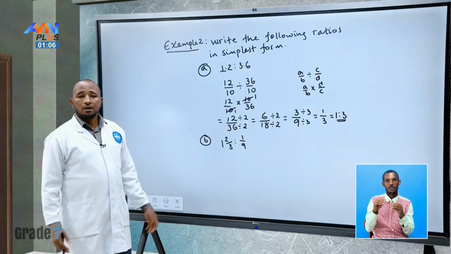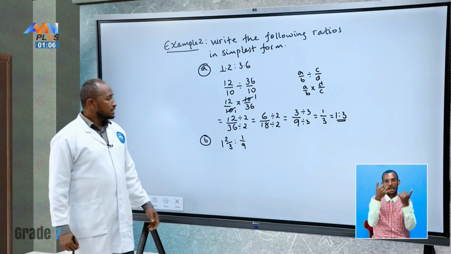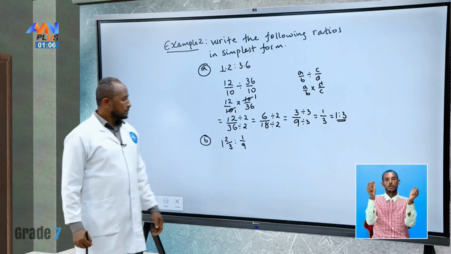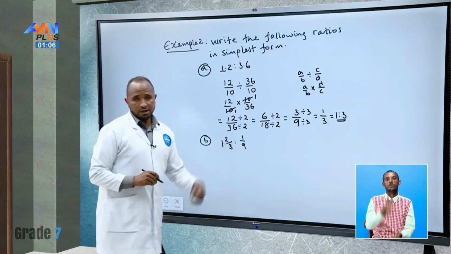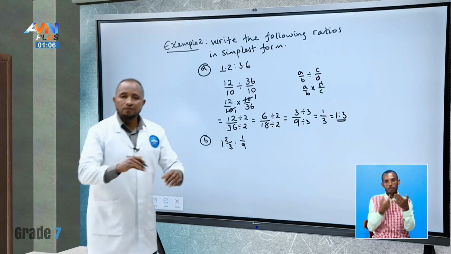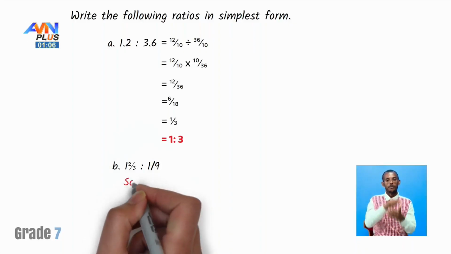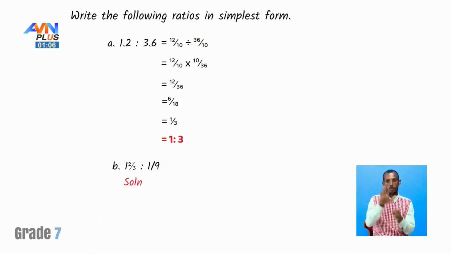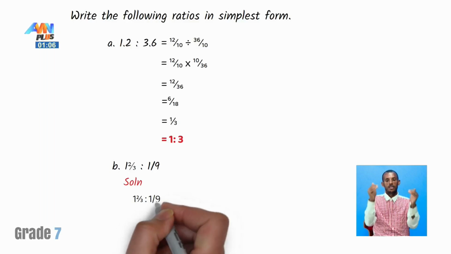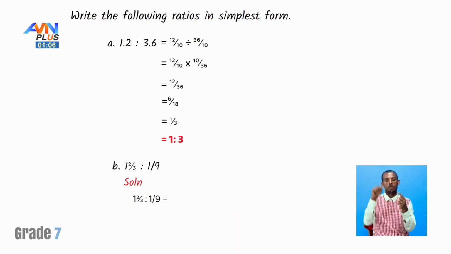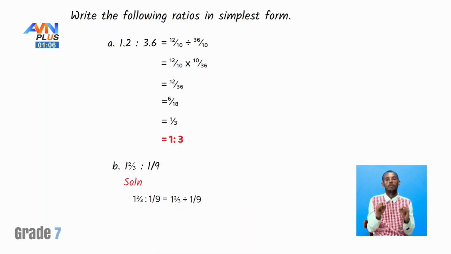Students, have you tried the question? Very nice. Now, let's see the answer together. To write this in simplest form, this ratio means division. Therefore, 1 and 2/3 ratio 1/9 is equivalent to 1 2/3 divided by 1/9.